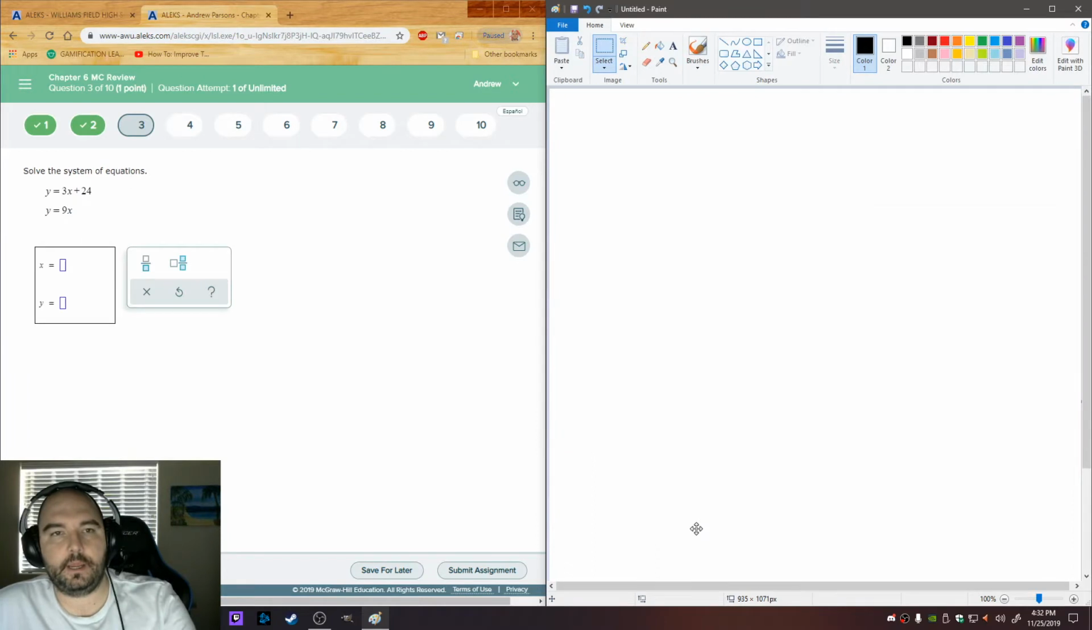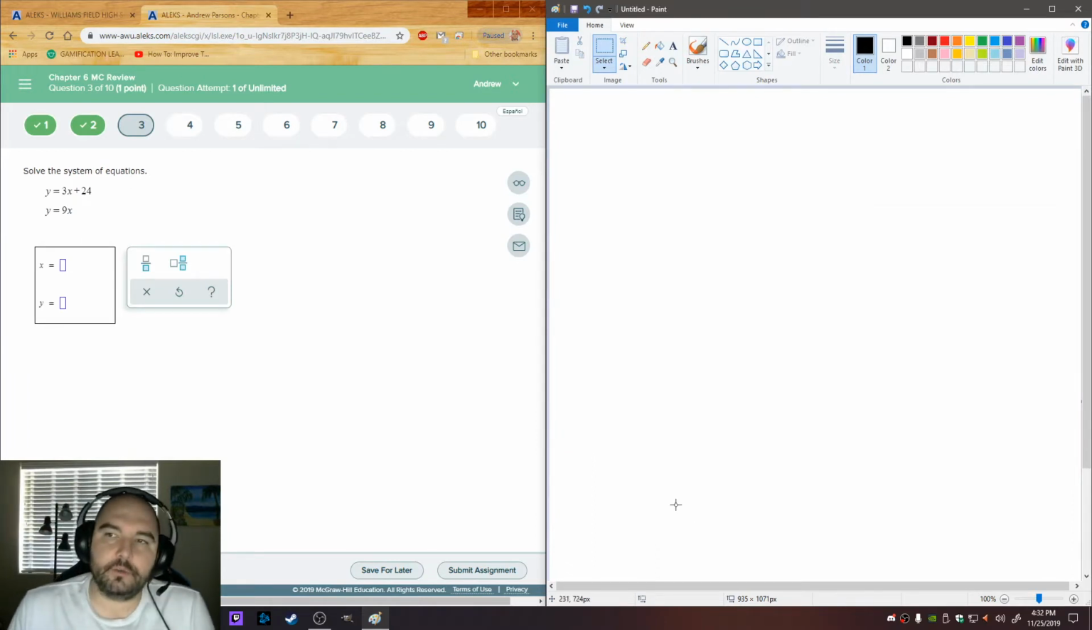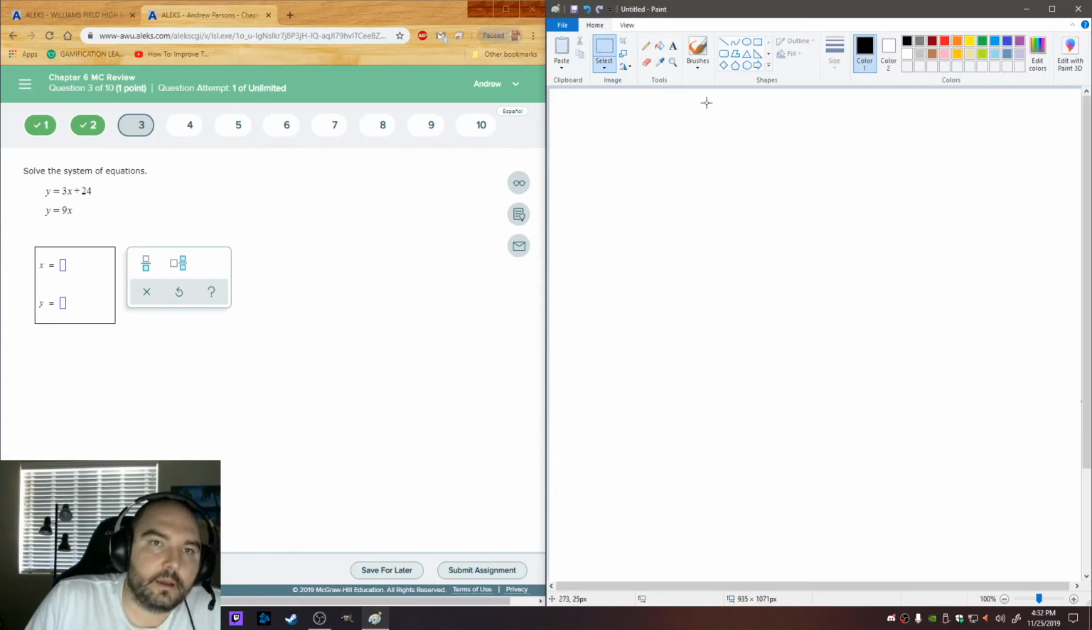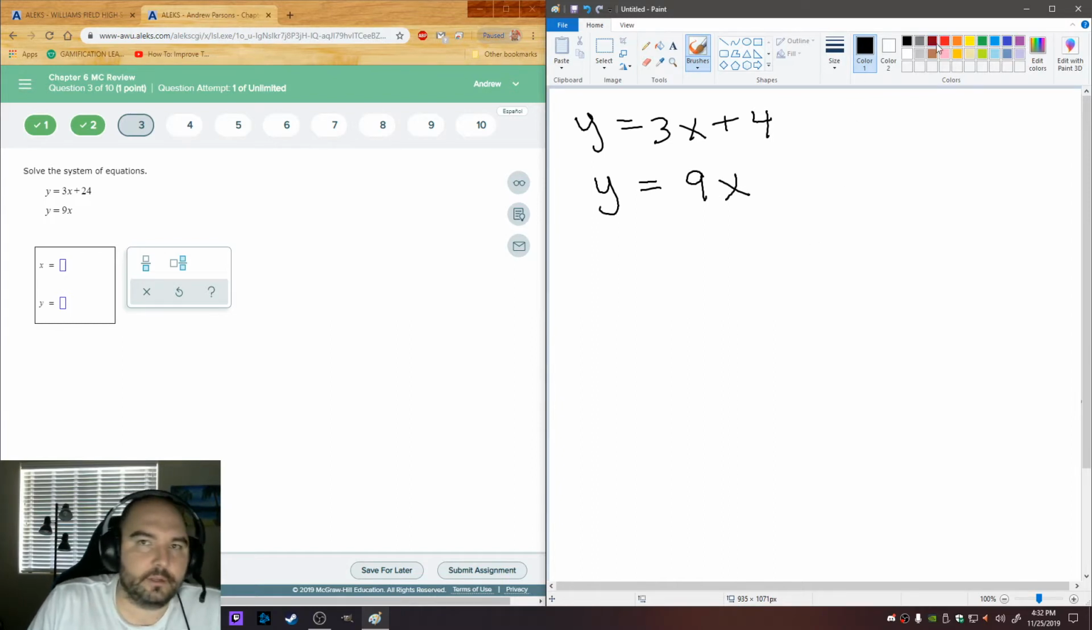All right, number 3. This one's a little different. We're still doing substitution. It doesn't say you have to use substitution, but it's a very good method to use. I'm going to write this with colors and hope the colors make some kind of sense. On those previous problems, whenever y or x equals something, we're allowed to substitute it.